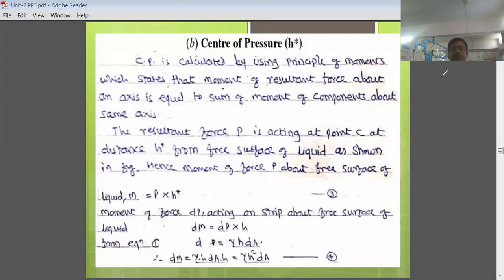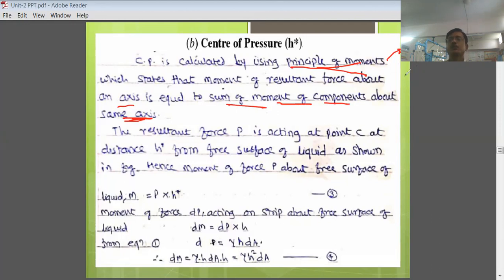So let us start. Center of pressure is calculated by using the principle of moments, which states that the moment of resultant force about an axis is equal to the sum of moments of components about the same axis. You have already learned this in applied mechanics, as well as the parallel axis theorem. Still, I will briefly introduce this principle so that students who have forgotten it will get refreshed.